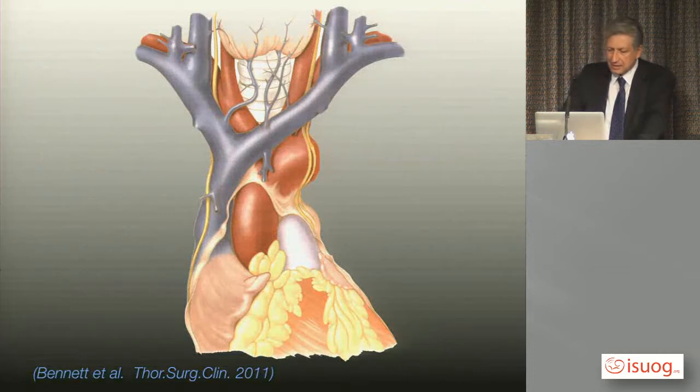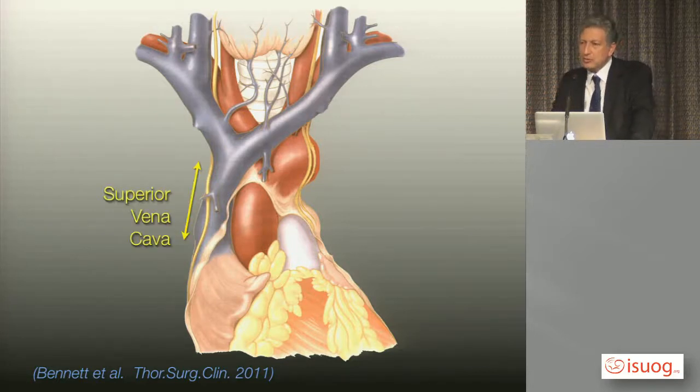This is a nice drawing I found in this article of Bennett and co-workers in Thoracic Surgery Clinics. And look at the anatomy we are speaking about. First of all, we know the superior vena cava. The superior vena cava is not coursing from the neck to the heart. It's only this lower part.